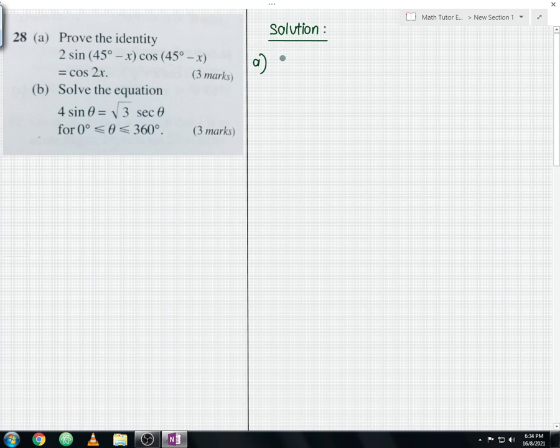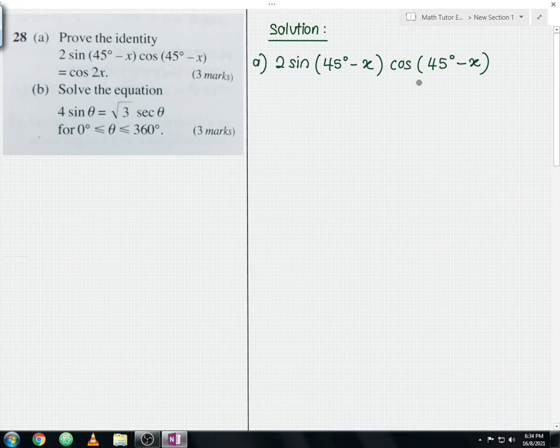So from here, 2 sin(45° − x) cos(45° − x). By the end of this working, you should get your equation equals to cos 2x. That is the one we're going to find out, guys. So from here, let us start our working.